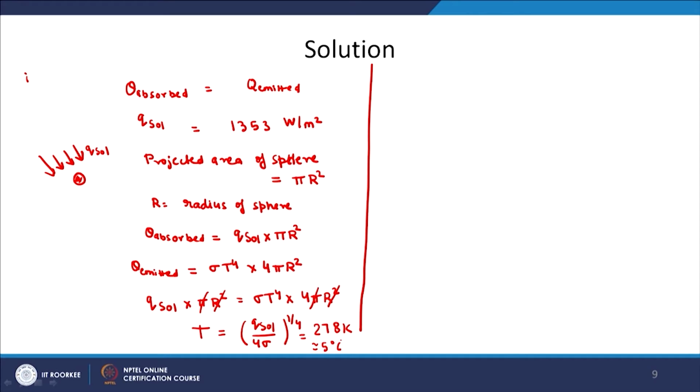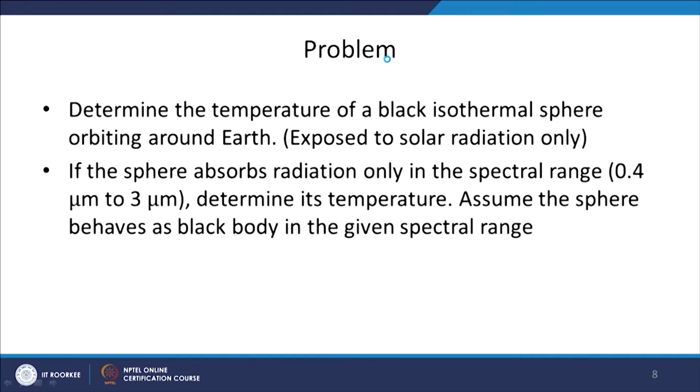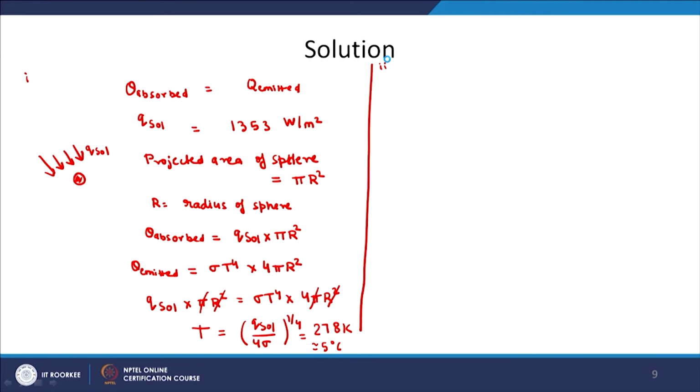So, this is the first part of the problem, where we have to find out the temperature of the sphere, assuming that the sphere behaves like a black body and it absorbs the entire radiation over the entire spectrum. It emits radiation over the entire spectrum. Now, in the second part of the problem, what we know is that it absorbs radiation only in the 0.4 micron range to 3 micron range. So, we will do the same thing again. Let us do this again. So, Q emitted.